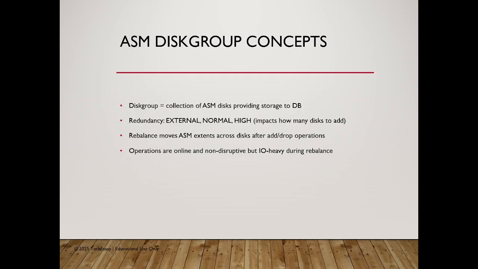If you don't know the concept, a disk group is simply a collection of ASM disks that provide storage to the database. The redundancy could be external, normal or high. If you are using a production environment, then redundancy should be set to high. In my case, it's set to external. After we increase the disk, a rebalance operation will be performed automatically. We don't have to interfere with that.